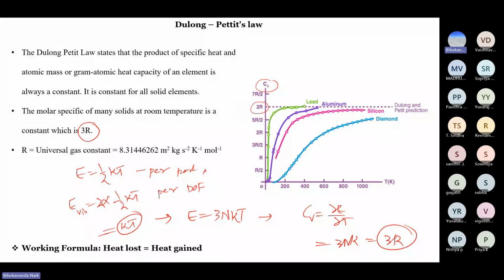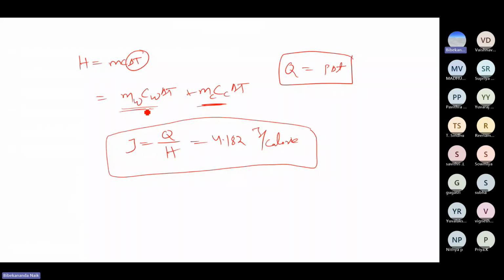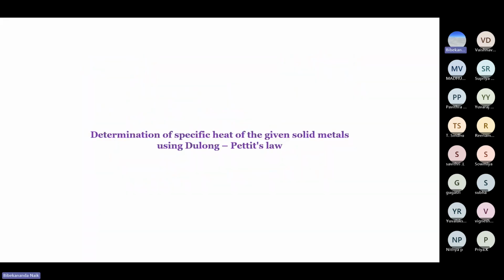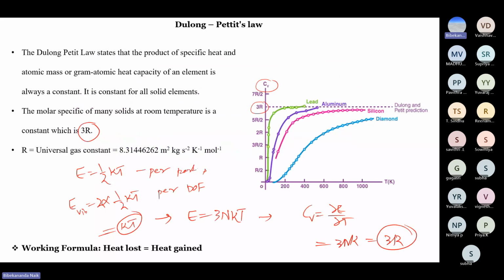However, in the experiment, we have to calculate the Cv, because in the previous experiment also, MC was present in the formula. So in this experiment also, we can use the principle of the calorimeter, that is heat lost equals heat gain, and from this we can calculate the specific heat of the material which we are testing.